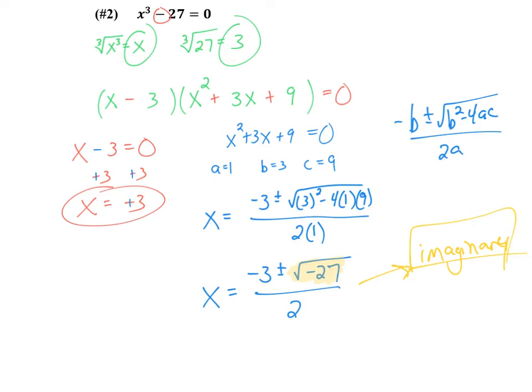So they're imaginary solutions, which means they're not the real solutions we're looking for. So the only real solution we have is x equals positive 3. So whenever we solve these and we get a square root of a negative, it's imaginary. So there's 2 imaginary solutions.